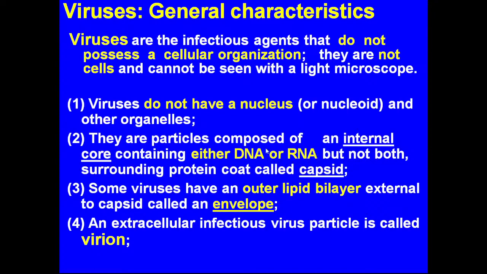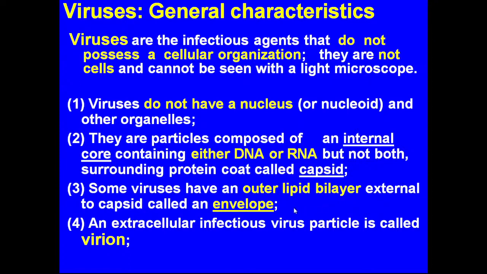Unlike other organisms, they cannot have DNA and RNA both together. They may have either DNA or RNA. And usually this genome of the virus is coated with a protein shell called the capsid. Some of the viruses may have one extra layer, an outer lipid bilayer.